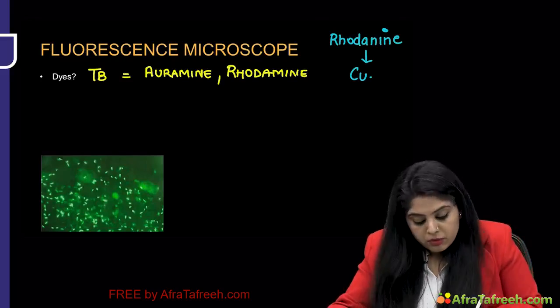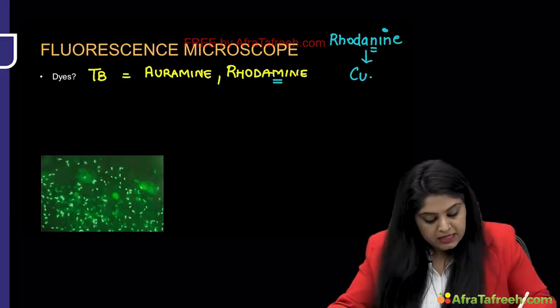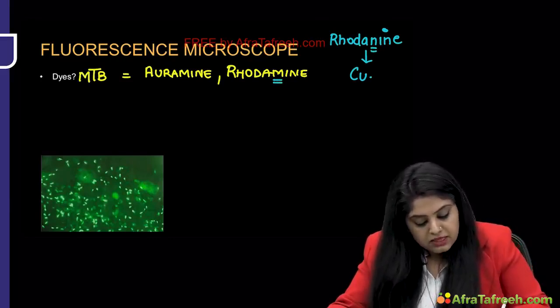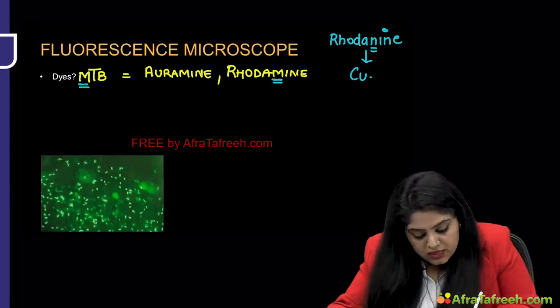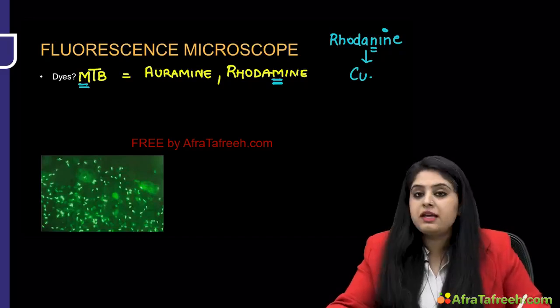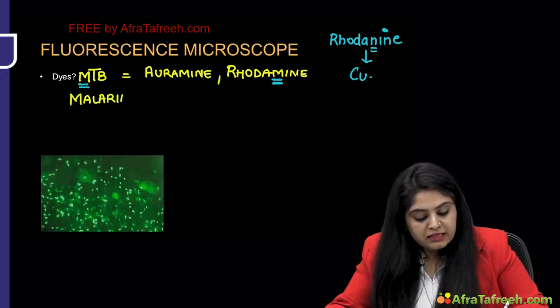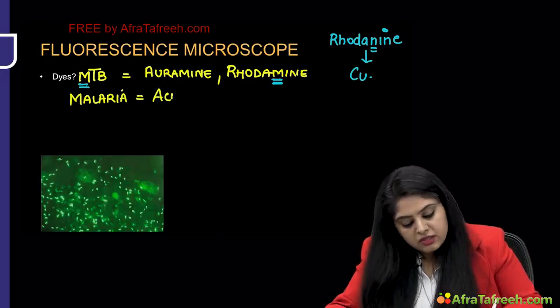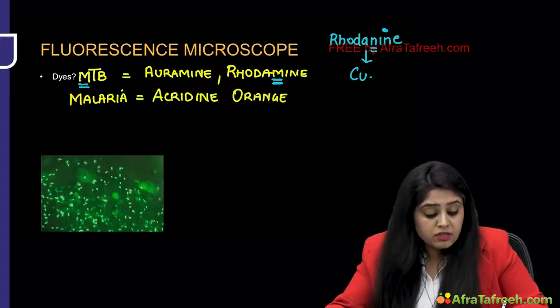But how do I differentiate? Because when I'm talking about rhodamine and rhodamine, there's only one alphabet difference. So remember that when they talk about MTB, M for Mycobacterium TB, which rhoda will you use? I will use rhodamine for MTB, not the copper one. Okay. Moving on. So next is MTB. After that, the next one that you have to know is malaria. So remember, for malaria, there's a very famous dye known as acridine orange. We use acridine orange.